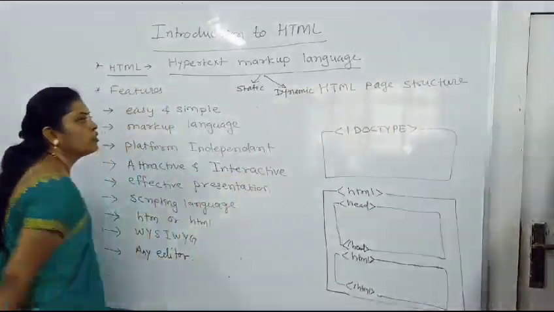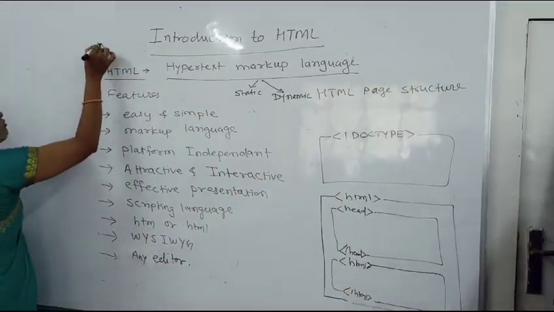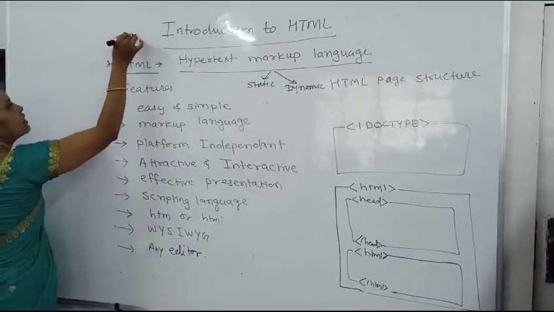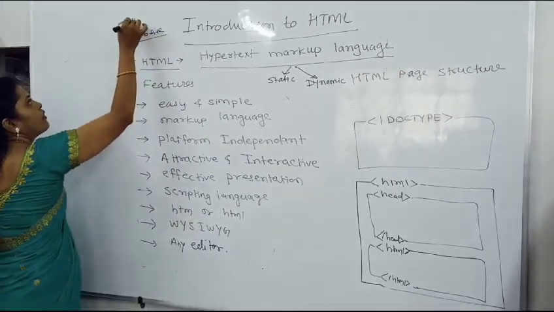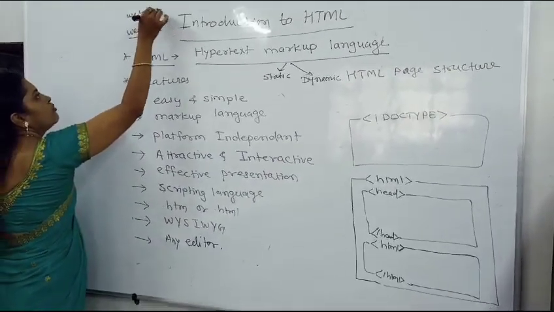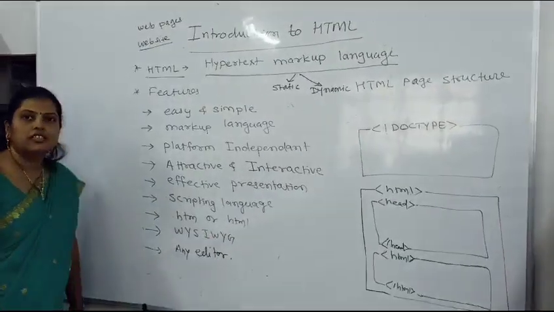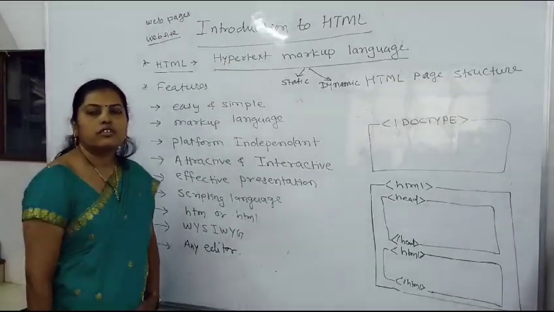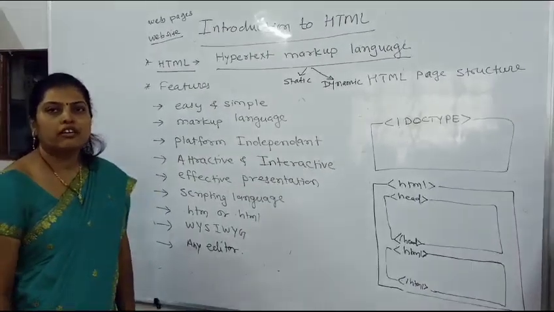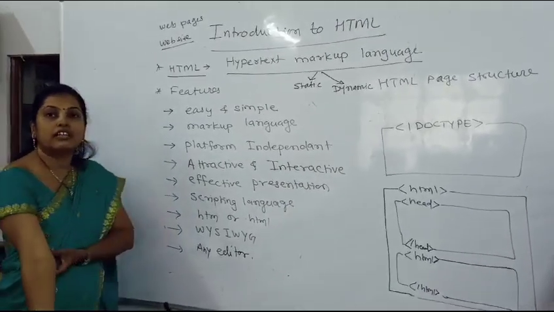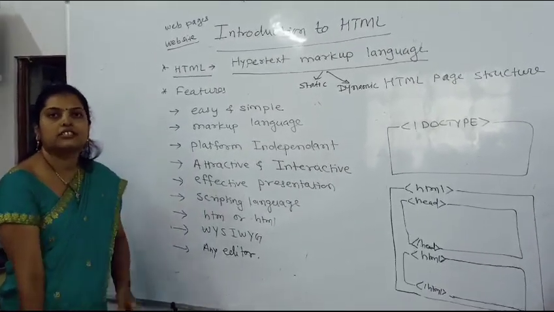First of all, we should know what we mean by a website. A website is nothing but a collection of different web pages. What do you mean by web pages? Web pages are nothing but the collection of data or documents, or the pages which are displayed or contained in a website, and they are called web pages.